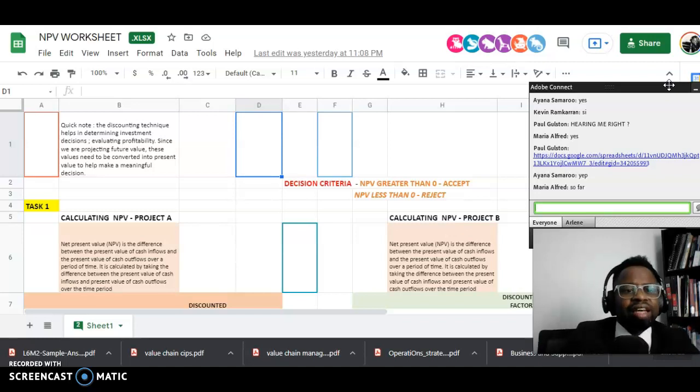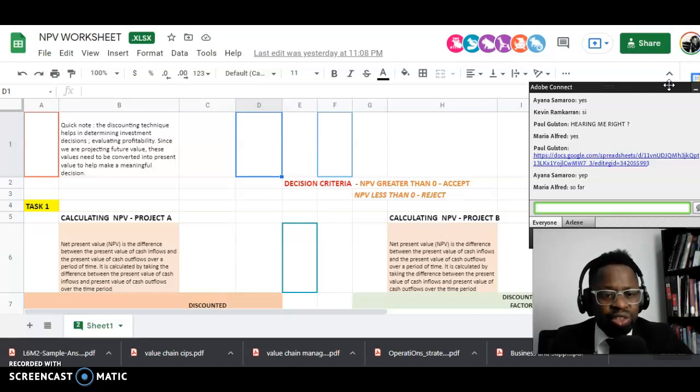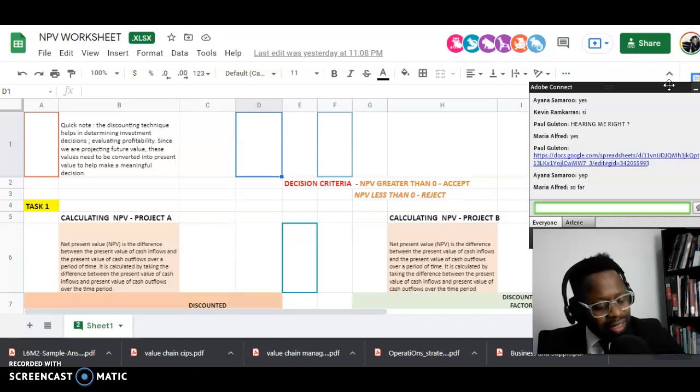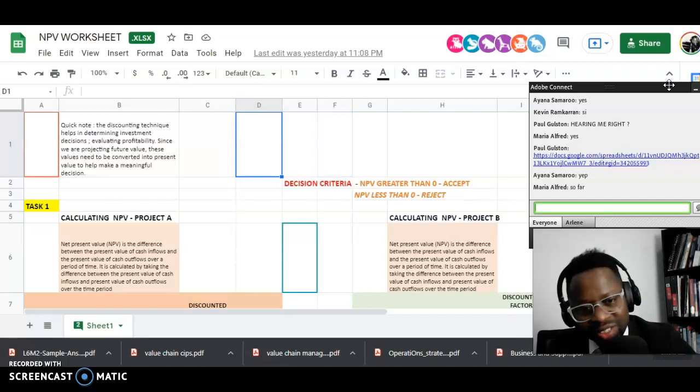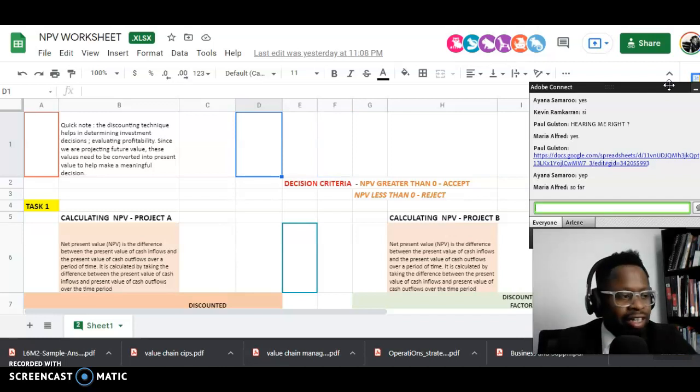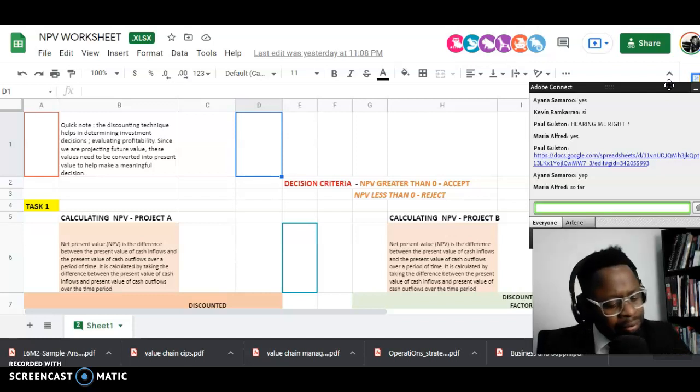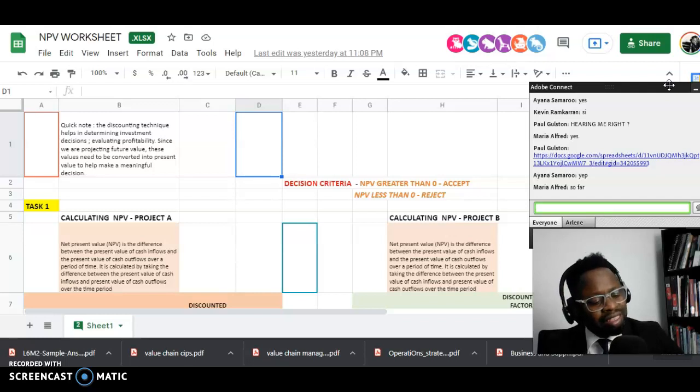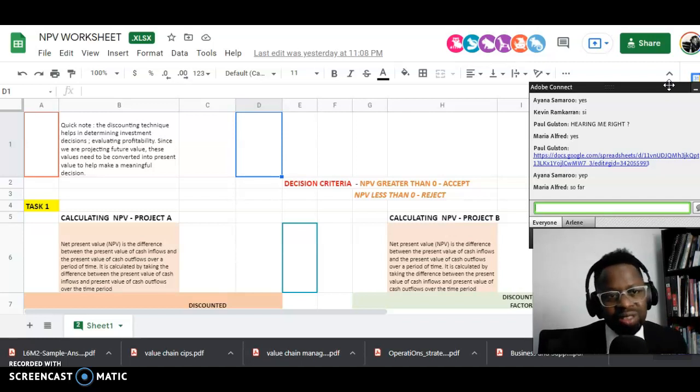So the discounting technique helps in determining investment decisions. That is, evaluating profitability as well. Since we are projecting future value, these values need to be converted into present value to help make a meaningful decision. For it to make sense, because all right, I might spend $5 now on a project. Let's say in 4 years time, by the time I get my money back, that $5 might be worth $1. You understand what I'm saying? It wouldn't be worth anything.